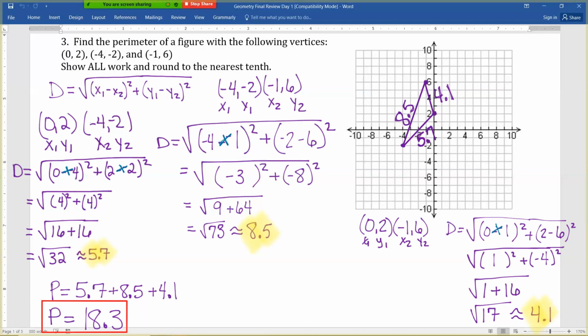Questions on this one? So this one, my suggestion would be write down the distance formula for your cheat sheet and then try to keep your work as organized as possible.